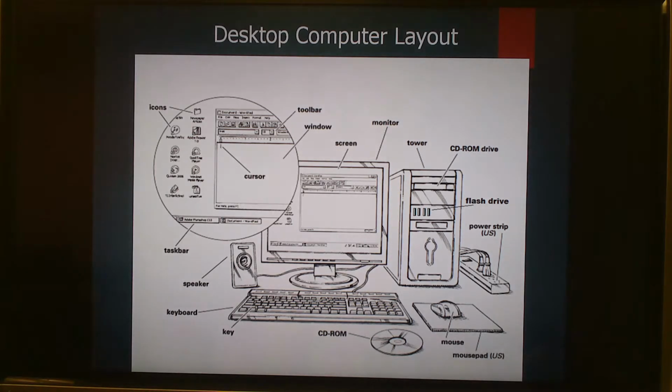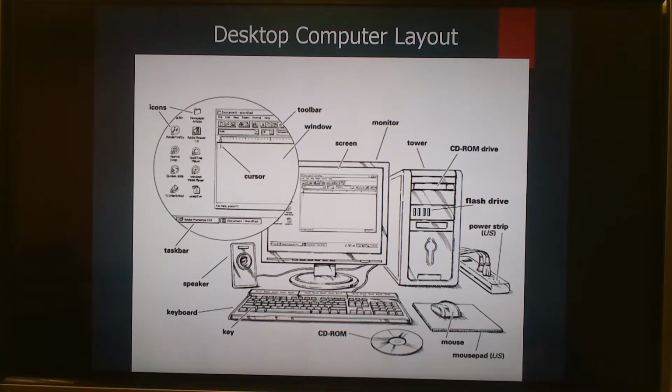The screen is really everything on the monitor. The window is whatever program you have open. The monitor, of course, and you got your tower. You got your CD-ROM drive. It's a little button that you press and it'll open up. You got your flash drive ports. Then there's the power strip for the computer.